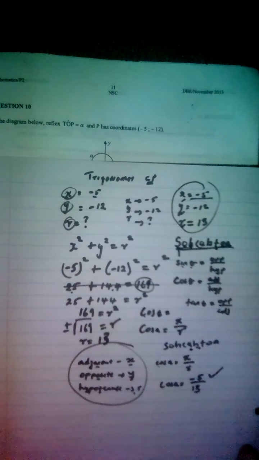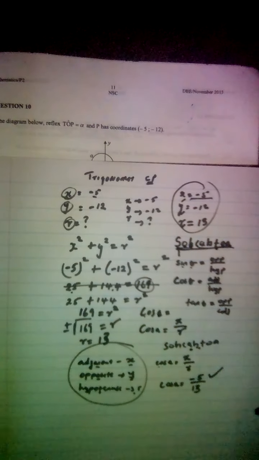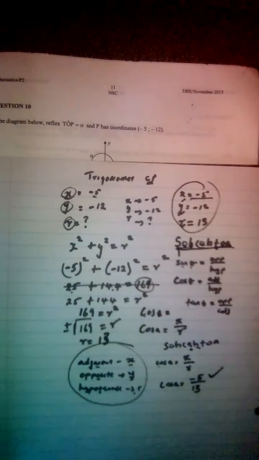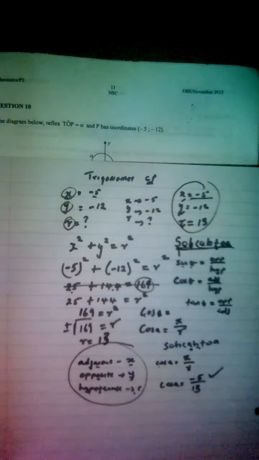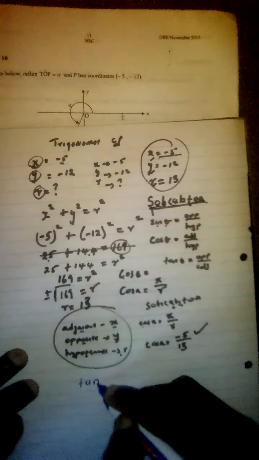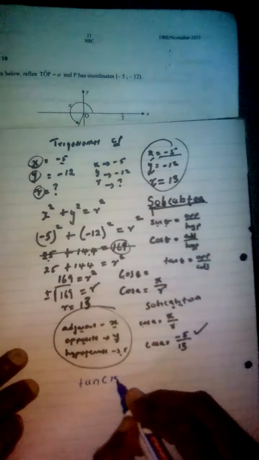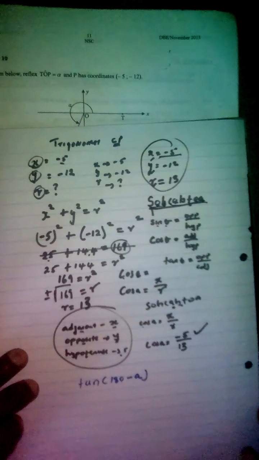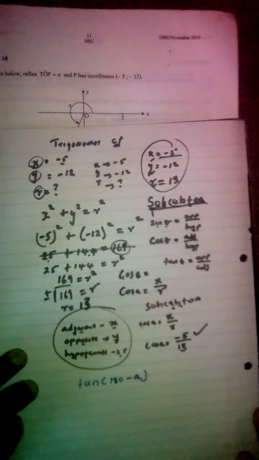Now let's see what the second question was. Cos of alpha is minus 5 over 13. So I'm going to answer the second question. Let's read it together. The second question was saying we must solve tan of 180 minus alpha. I'm answering this one, tan of 180 minus alpha.